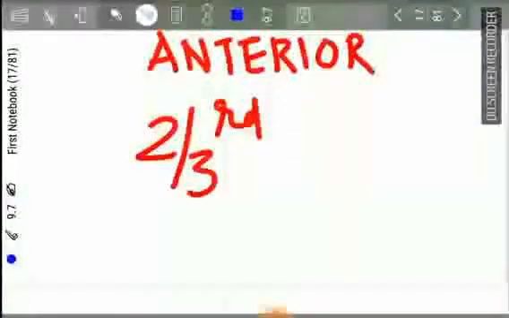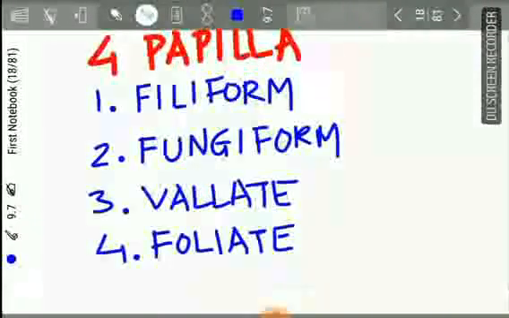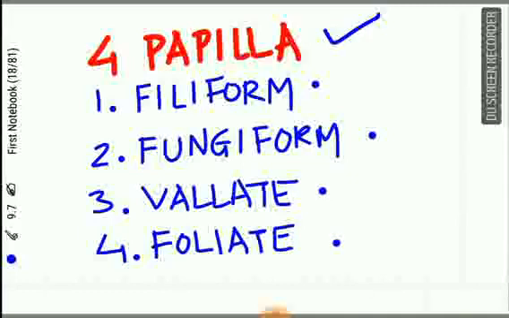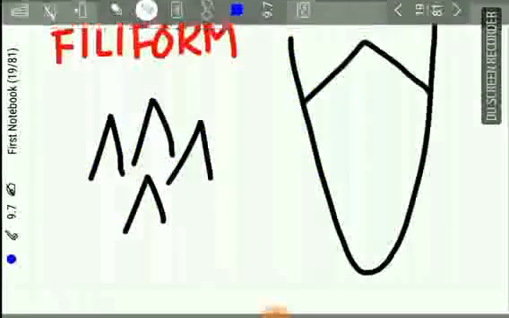Now let us study the anterior two-thirds of the tongue, which contains the papillae. There are four important papillae: the filiform, fungiform, vallate and foliate papillae. Let's see each of them in detail.